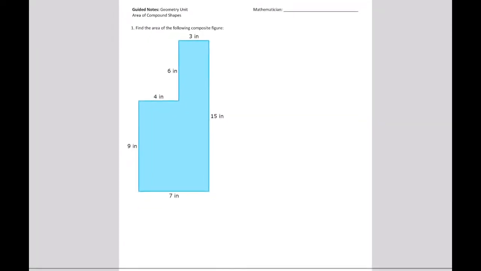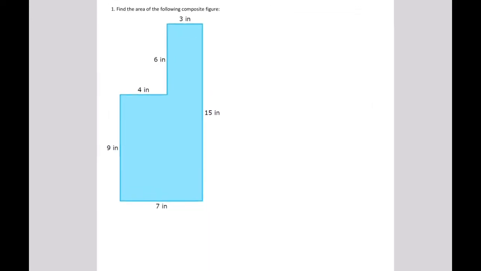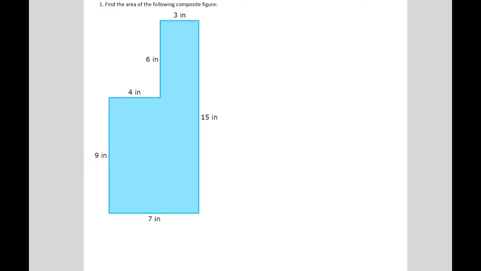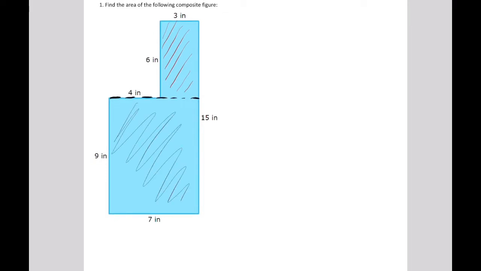I'm going to walk you through a few of these examples here. This first one is a pretty straightforward example where you have two rectangles that look like they're kind of put together. At first glance, you see this small rectangle on top, and you have this larger one on the bottom. So there's a couple of different ways you can do that.